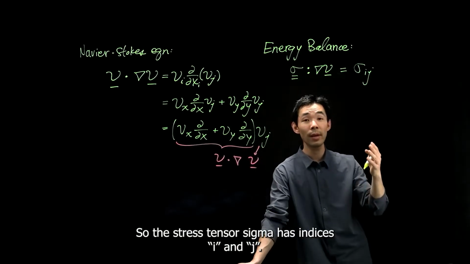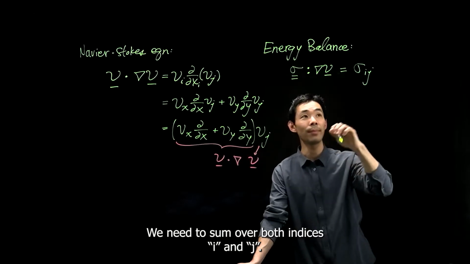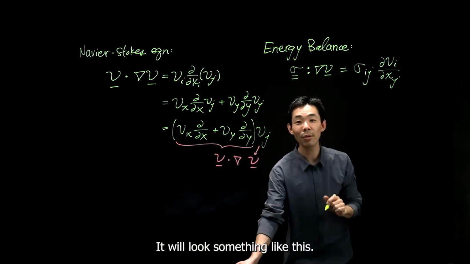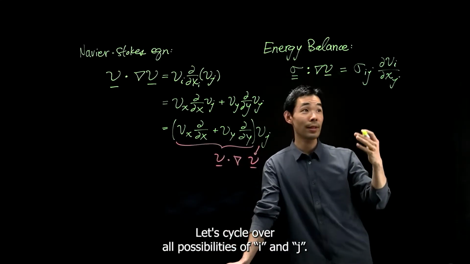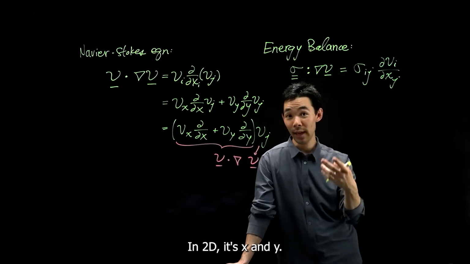So the stress tensor sigma has indices i and j. We need to sum over both indices i and j. Okay, it will look something like this. So now let's cycle over all possibilities of i and j. In a two-dimensional case, it's x and y.